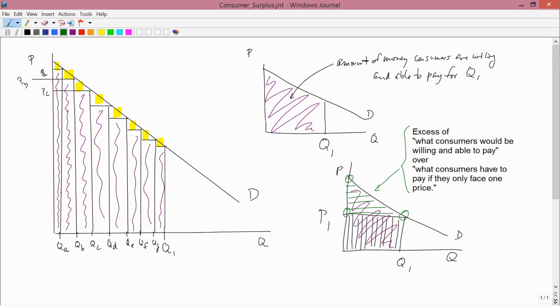Because if you had the auctioneer, then the consumers would have to hand over everything that they'd be willing and able to pay. If they only have to face one price, they don't have to hand over everything that they'd be willing and able to pay. They get to hand over less than that. They get to hand over just the rectangular area. And so the bonus that they receive when they only have to face one price is this green area. And this green area has a name. The green area is called consumer surplus.